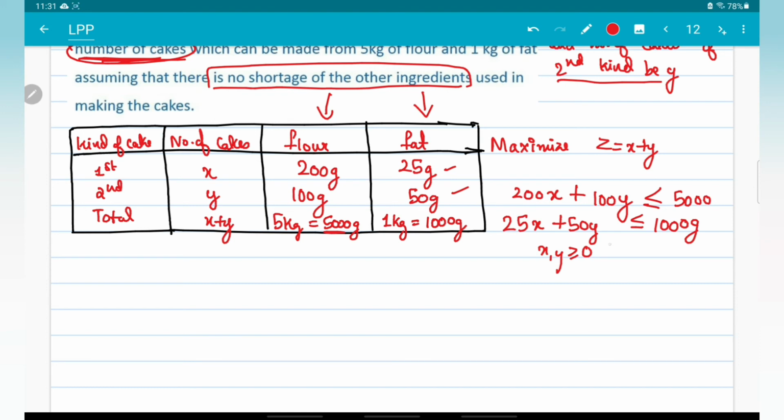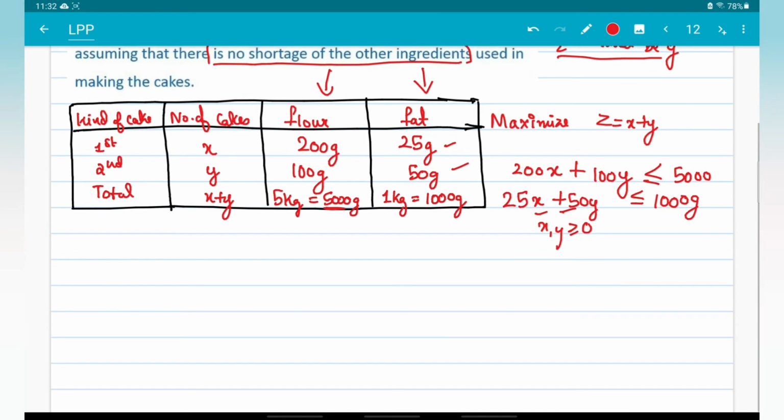Now this is also important because x here is the number of cakes and y is also the number of cakes, and the number of cakes cannot be less than 0, right? So they'll always be greater than or equal to 0. So we got the constraints over here, and now we got the objective function also. So now we are going to plot the graph just like how we did in our previous sums, and we'll get the answer for the question.